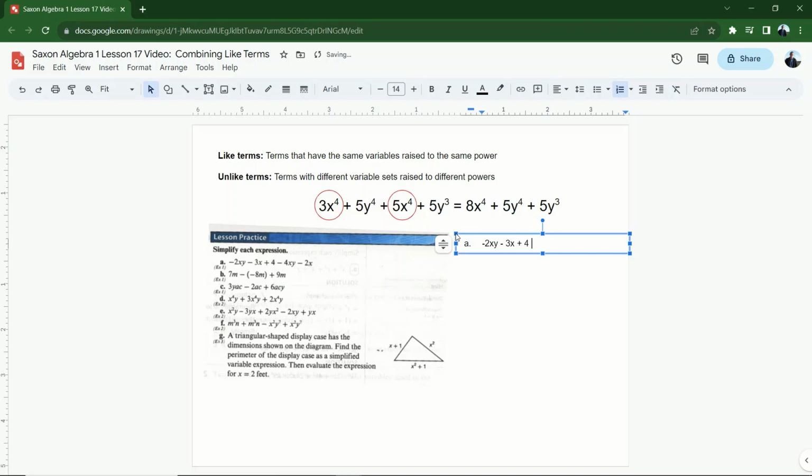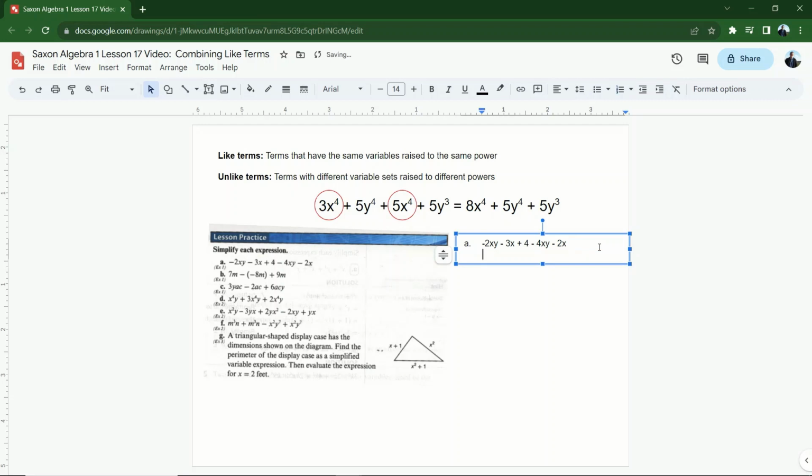There's no variables on 4, so that means I can only combine it with other numbers that are just numbers without variables. Minus 4xy minus 2x. Okay, now I'm looking here for things that have the same variable set. xy, both raised to the first power, xy, both raised to the first power. I can combine these two numbers. How am I going to do that?